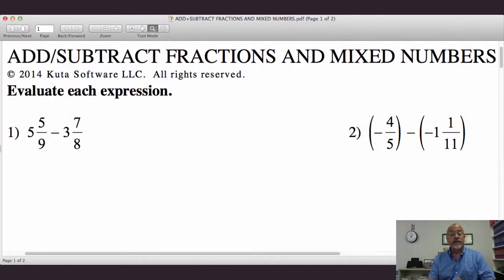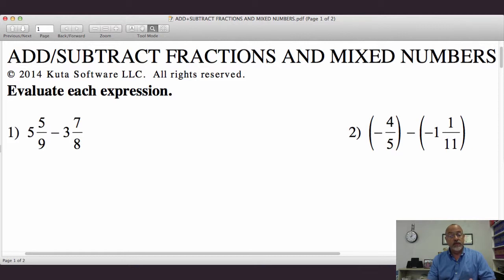Hi, Mr. Godfrey here. Now that we've looked at the properties that we need to understand and keep separate when we're adding and subtracting fractions as opposed to multiplying and dividing fractions, let's do a few examples. On this example sheet, we will have some mixed numbers that we have to deal with.